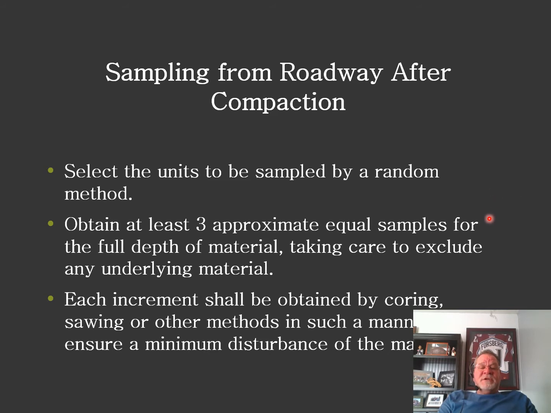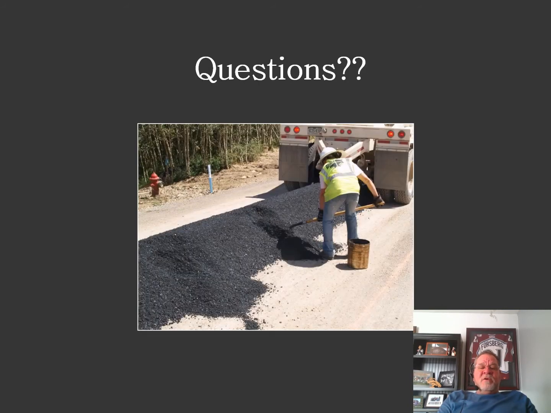After compaction, sampling is typically done with some type of mechanical device, saw cutting or coring, and those have to again be done in a random method, and you need at least 3 samples to create an overall sample.